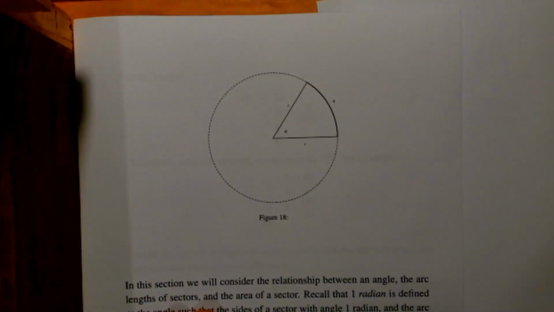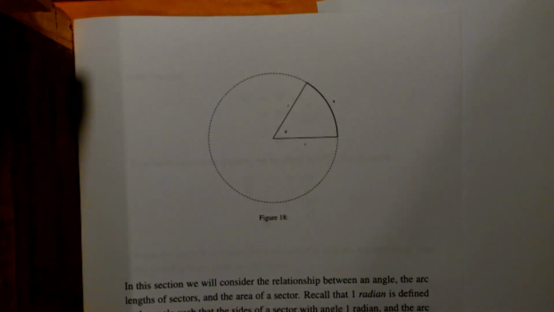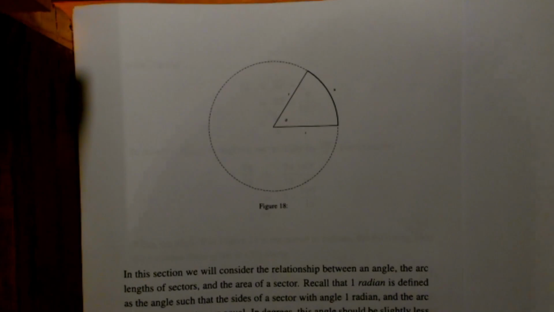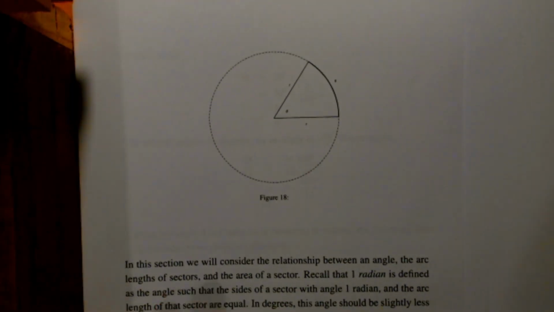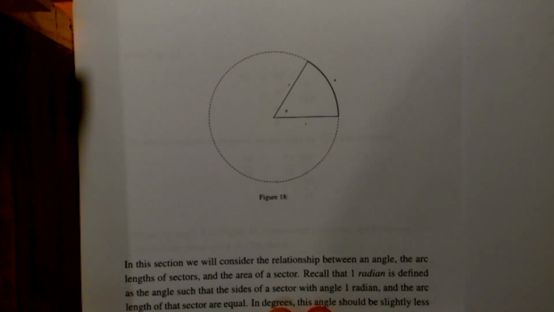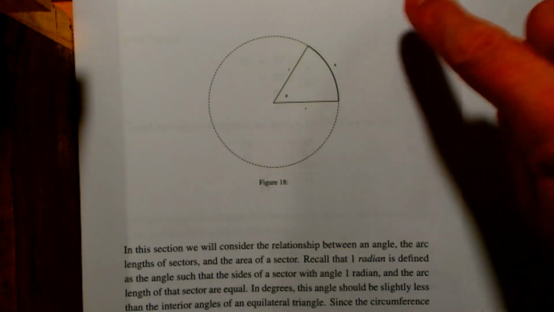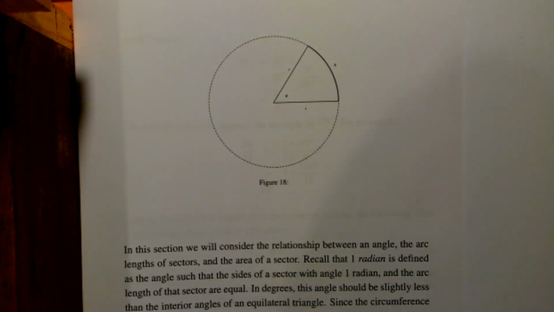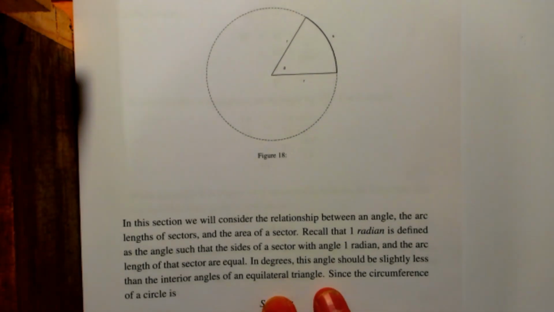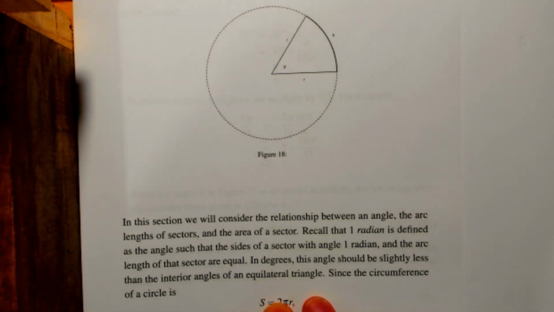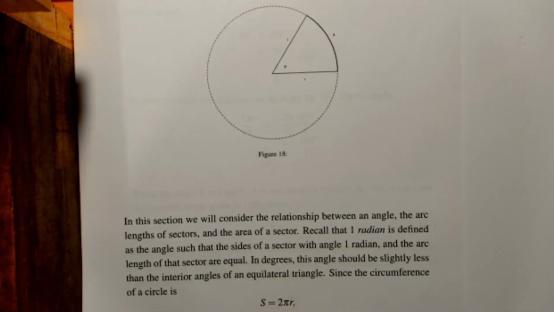Okay, so in this section we'll consider the relationship between an angle, the arc lengths of sectors, and the area of the sector. 1 radian is defined as the angle such that the sides of a sector with angle 1 radian are, and the lengths of the sides are equal. So in degrees this should be slightly less than the interior angles of an equilateral triangle. So I think from memory it's around 57 degrees or so is 1 radian.